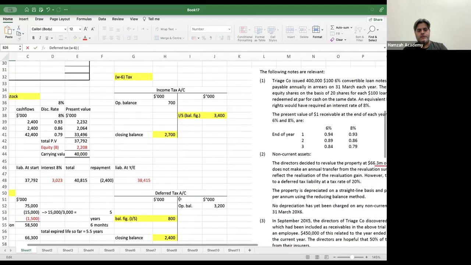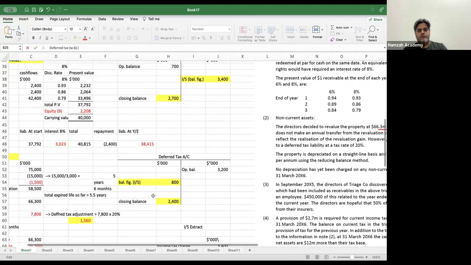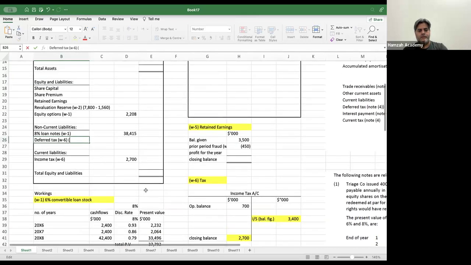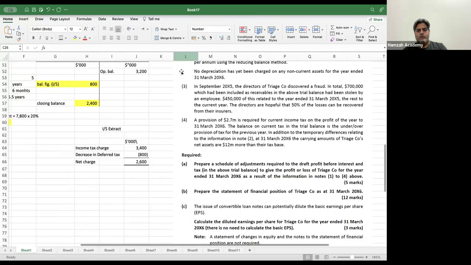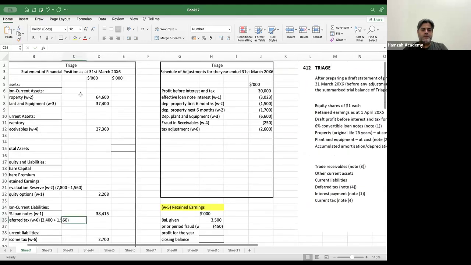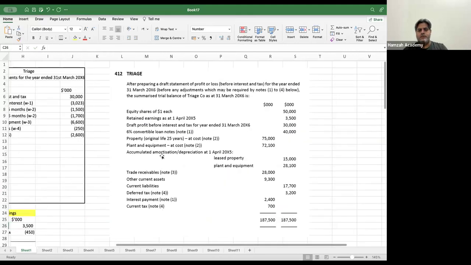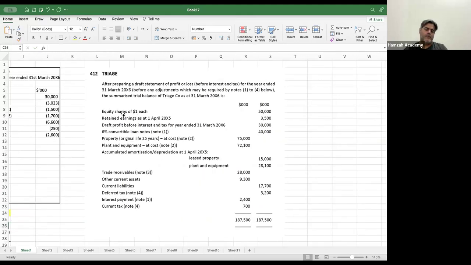And this 1,560, when deducted from here, is going to be added into the deferred tax. So we have a balance of 2,400 plus 1,560. So all of 1, 2, 3, 4 are done, right? So this is what we have over here. Now, once we are done with the posting and everything, let's go on to the trial balance and see the items one by one.